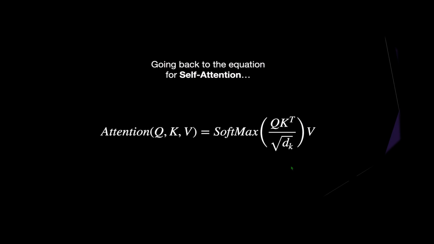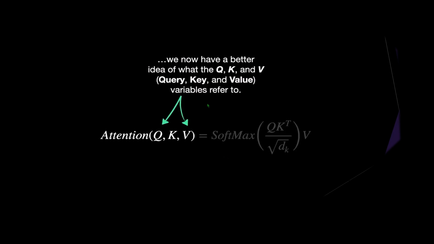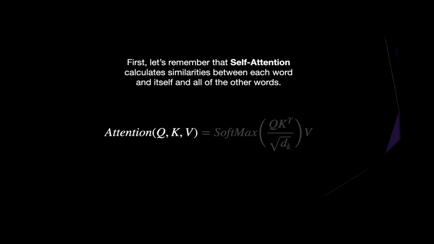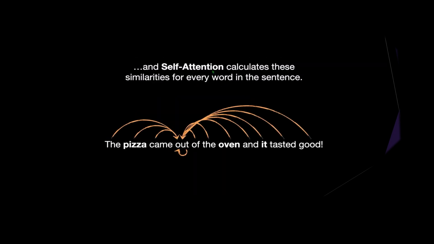Now, let's look at how attention works inside a transformer model. In this architecture, we have three important components: query, key, and value. These play a central role in how the model understands relationships between words.